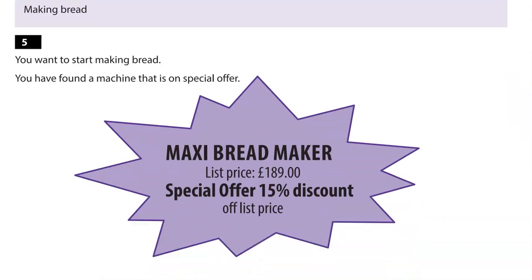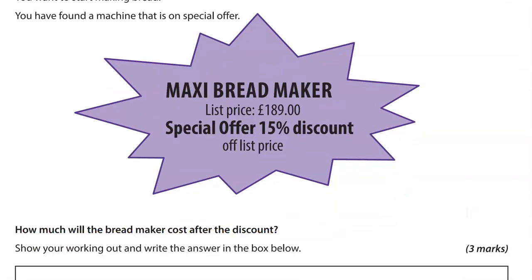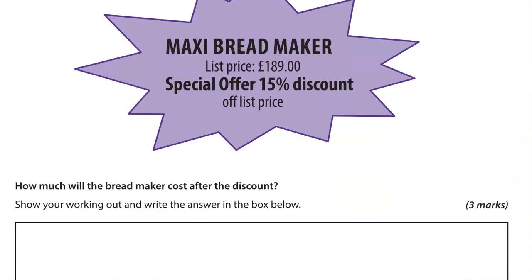Making bread. You want to start making bread. You found a machine that is on special offer. Maxi Bread Maker. List price £189. Special offer 15% discount off list price. How much will the bread maker cost after the discount? Show your working out and write the answer in the box below.